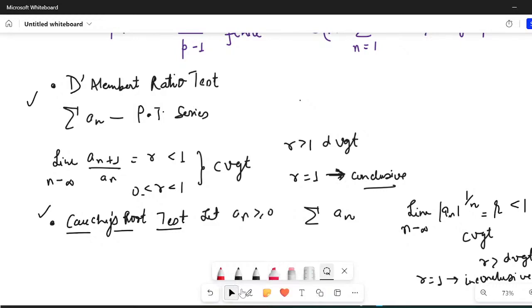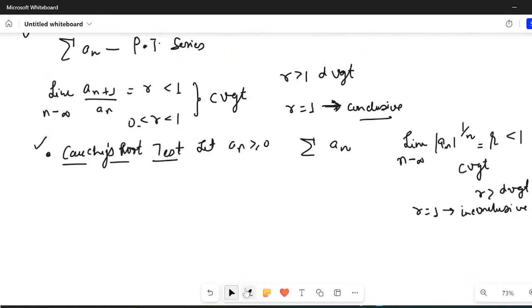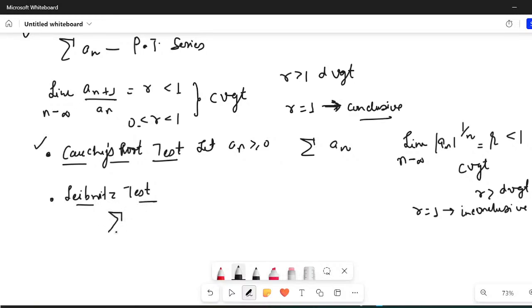So let me just help you with the test, and then we'll do all these tests together. Don't worry. So another test, all these four tests, if you remember, and additionally one more test I'm writing, the Leibniz test. Let's say this is your series, summation of minus 1 raised to power n times an. Here an is obviously greater than or equal to 0, and it is accompanied by minus 1.